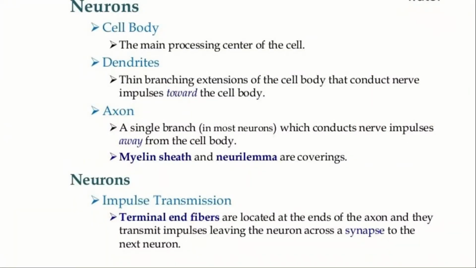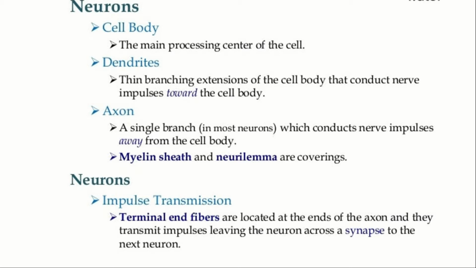Let us know more about neurons. First is the cell body. The cell body is the main processing center of the cell. Next come dendrites. These are the thin branching extensions of the cell body that conduct nerve impulses towards the cell body. Next comes the axon. It's a single branch in most neurons which conducts nerve impulses away from the cell body. Myelin sheath and neurilemma are the coverings of this axon.